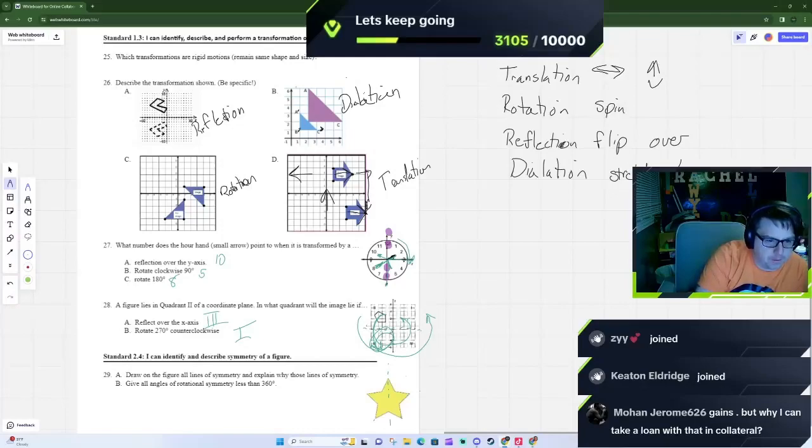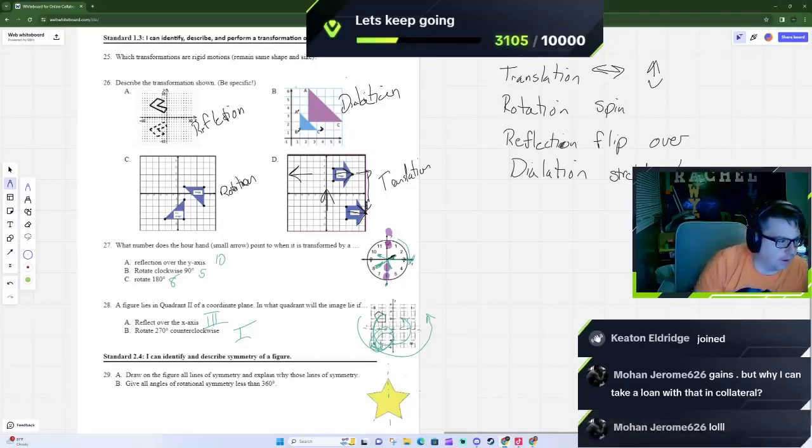So how many lines does it have? It has 1, 2, 3, 4, 5. Oh my god, yeah, I'm ignoring you at this point. All right, now give all angles of rotation of symmetry less than 360.